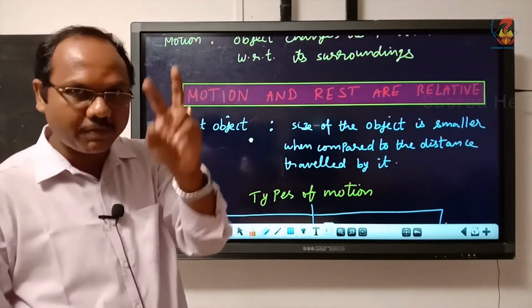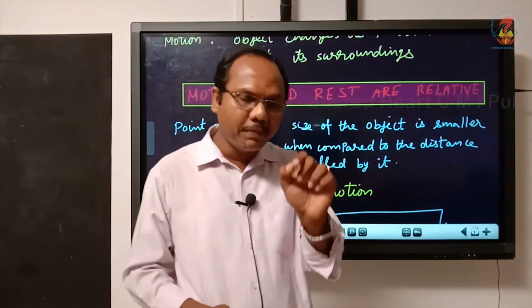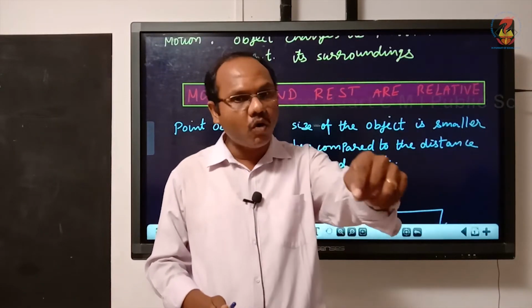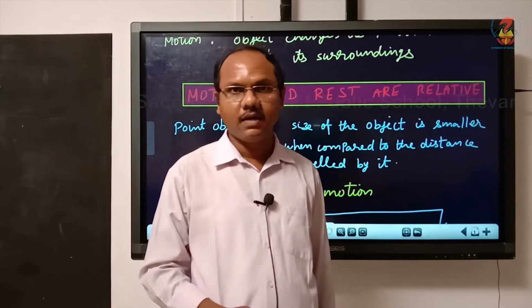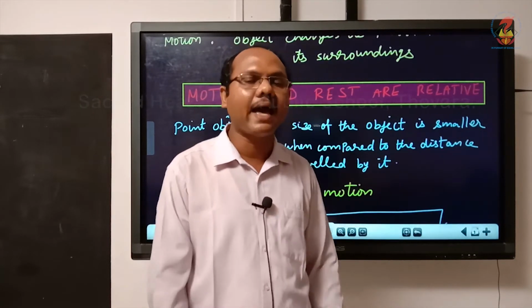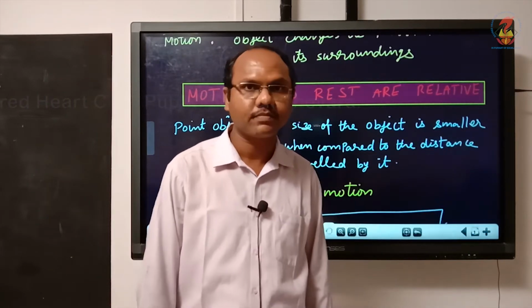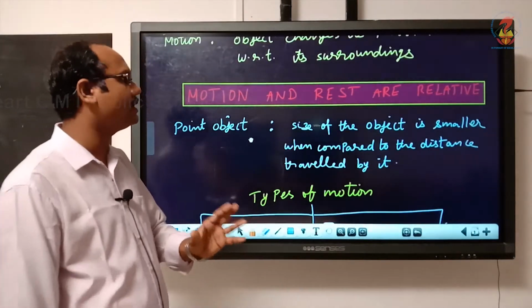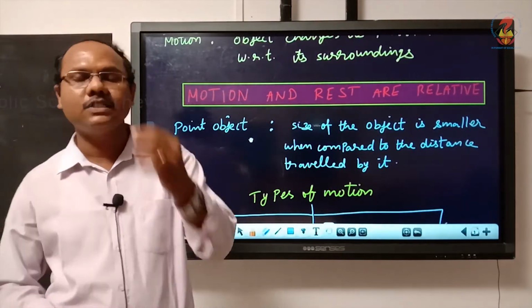Understood? So with respect to the car, they are at rest. But with respect to the person who is standing on the ground, they are in motion. That is why we say absolute rest and absolute motion is not there. Motion and rest are always relative. Now let us see the consideration of point object.